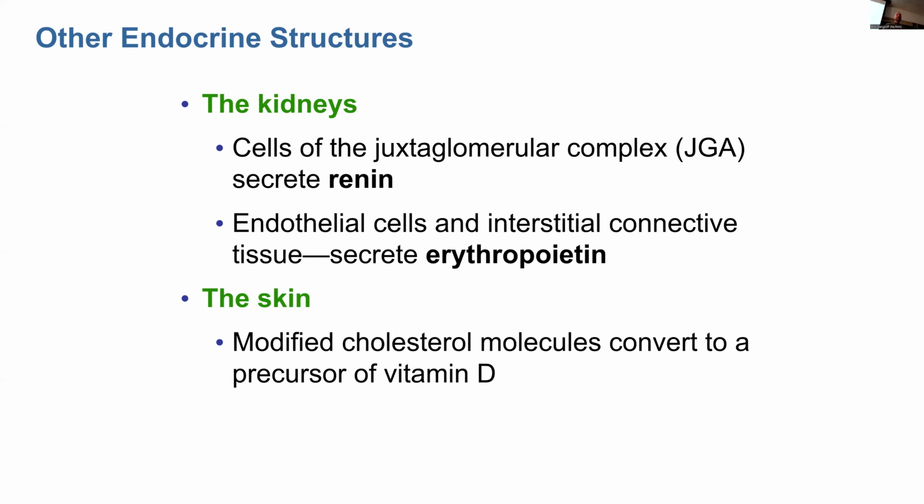And then finally, the skin produces hormones as well. Specifically, there are specific molecules that are converted to a precursor for vitamin D. We often hear about why getting a certain amount of sunshine is good for your body, right? That's because of this hormone that's produced in your skin, which converts cholesterol to vitamin D, which in turn helps your body take up calcium from your diet and bring calcium in.